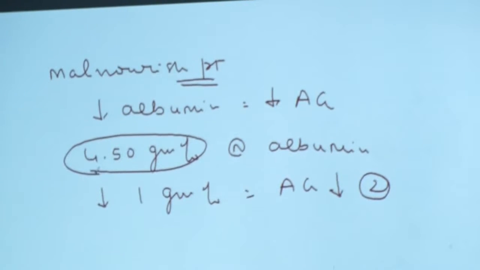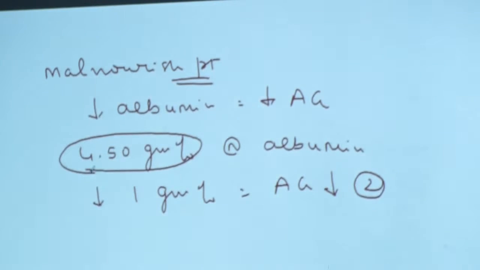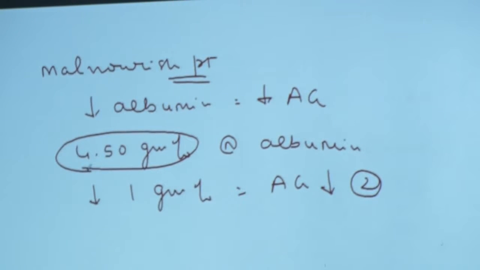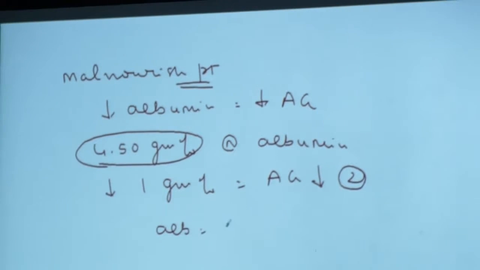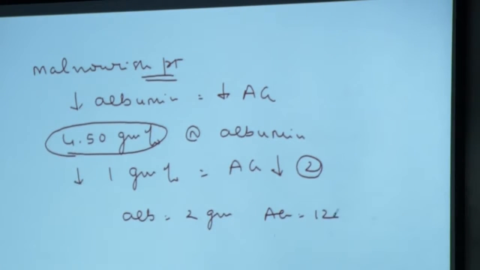Understood? So suppose somewhere the question talks about protein also. Not protein, albumin to be more precise. And normal we take it as 4.5, and if 1 gram goes down, anion gap will go down by 2. Right? This is what you have to take into consideration. So, if he says albumin is 2 gram per cent, anion gap is 12, what is your interpretation?